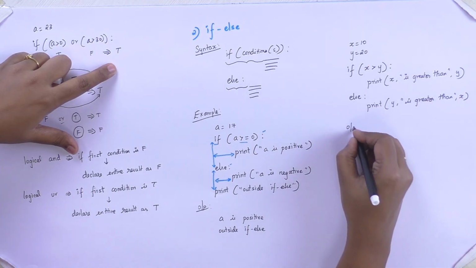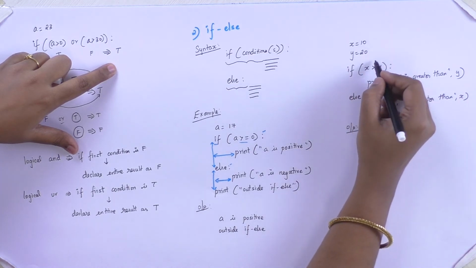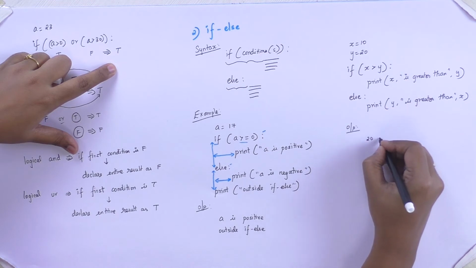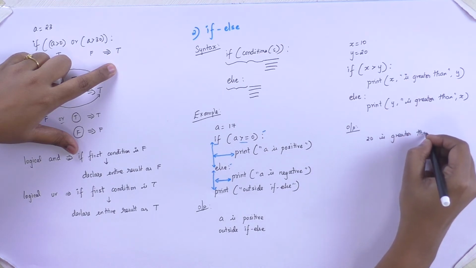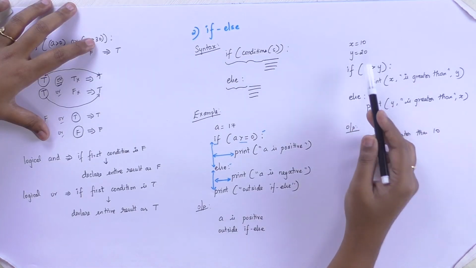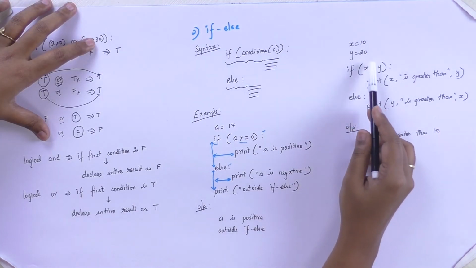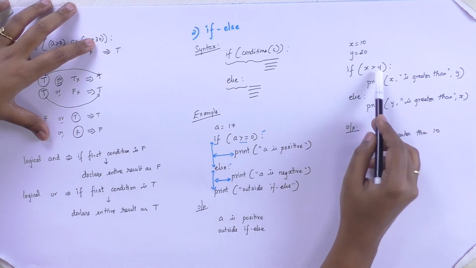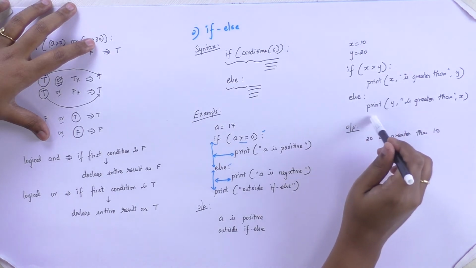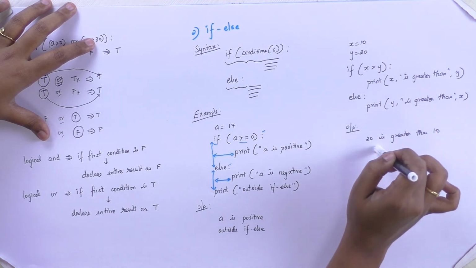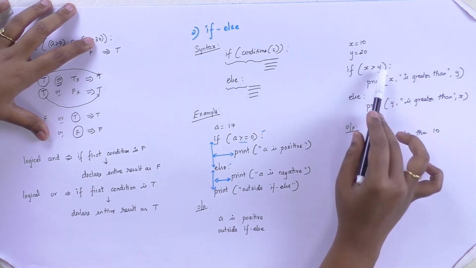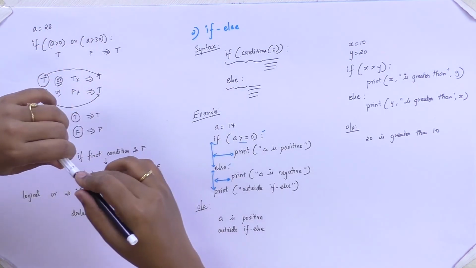So in this case your output will be, since 10 greater than 20 is false, it will come here. 10 greater than 20 is false. So if will be skipped, you will execute the else block. So y value is 20 is greater than x value is 10. So it will print 20 is greater than 10. So this is how you can use if and else.